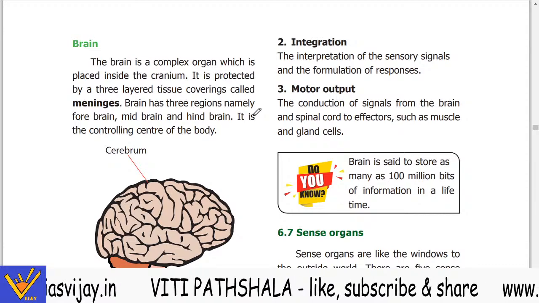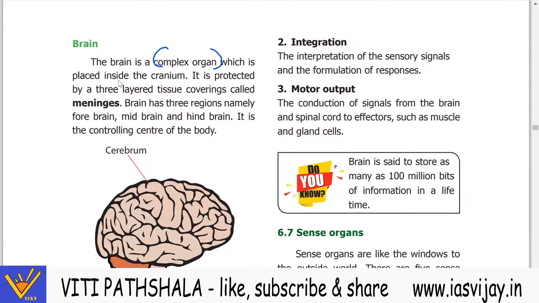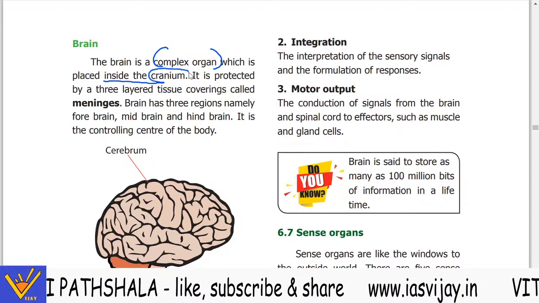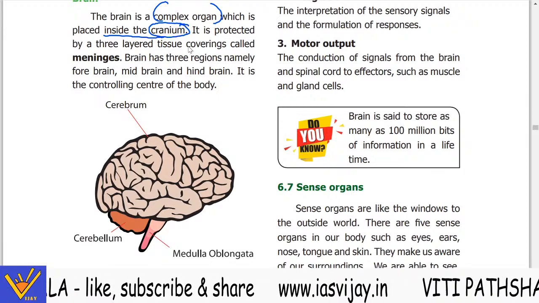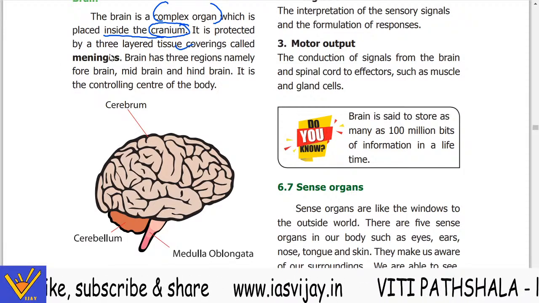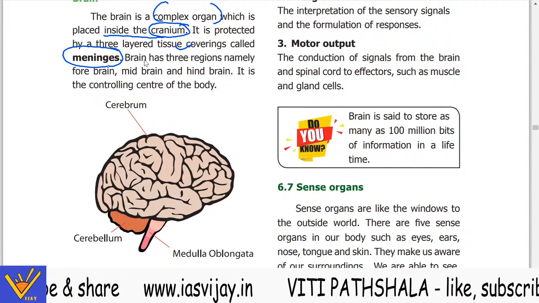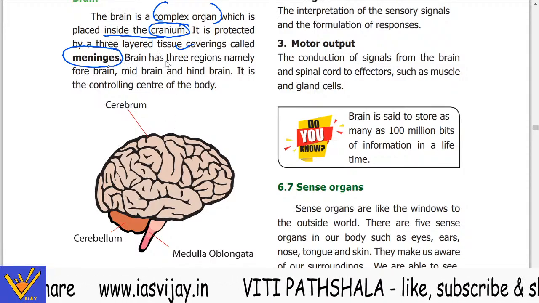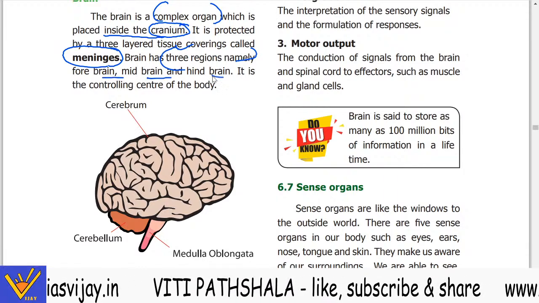Now they have shown you the brain, I was talking about that. Now the brain is a complex organ which is placed in the cranium, and the cranium protects the brain. It is protected by a 3-layered tissue covering called the meninges. So meninges is the covering that protects the brain.